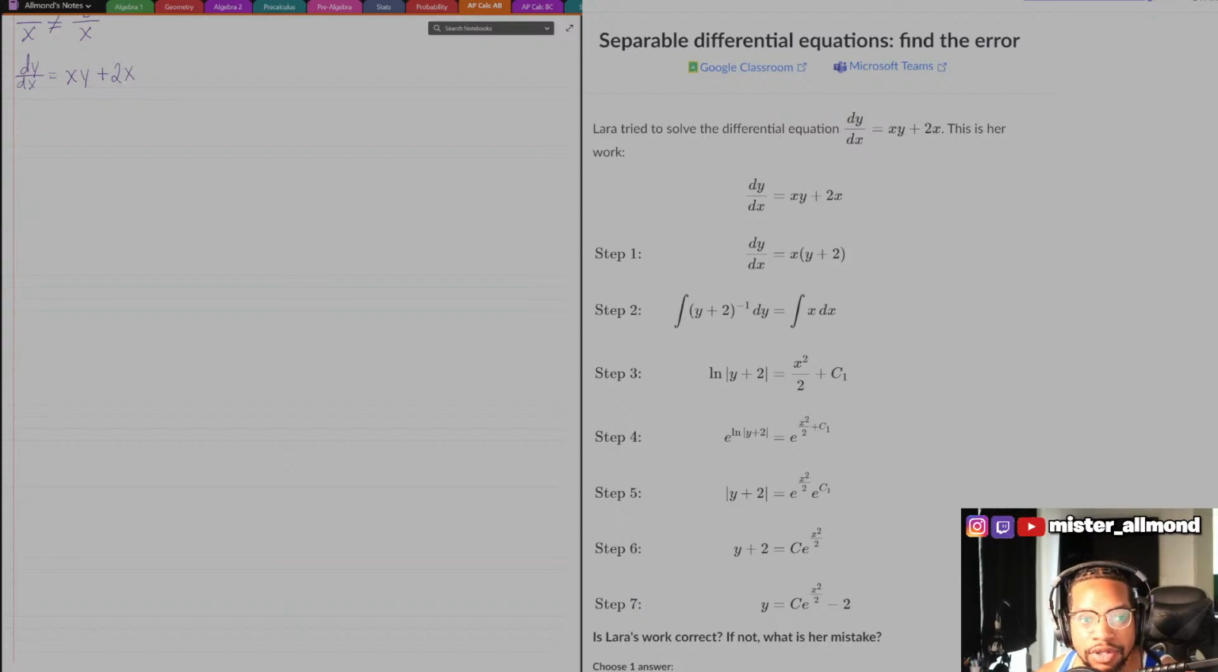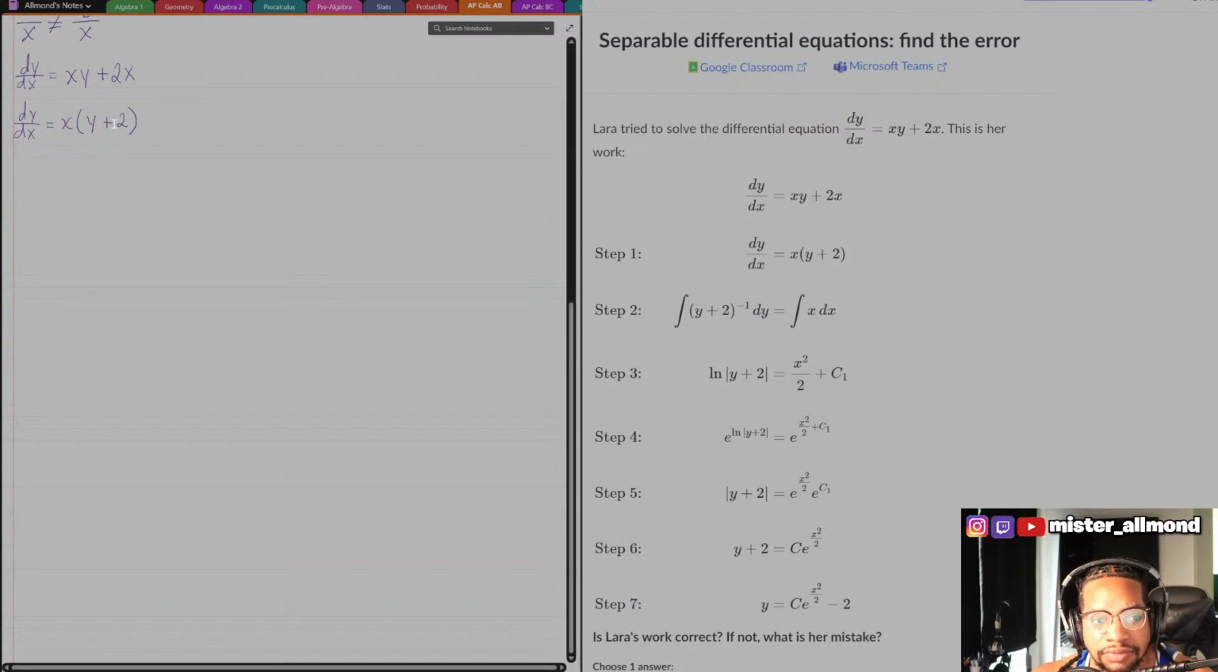So what I would do if I'm trying to separate is I would notice that both of these terms on the right do have an x in common. So I'm going to go ahead and factor that out first. And I'm going to make sure to do one step at a time too. So that would look like this. x times the quantity y plus 2. And then from there, it doesn't really have to be in this order, but I would multiply both sides by dx. And then I would divide by y plus 2.